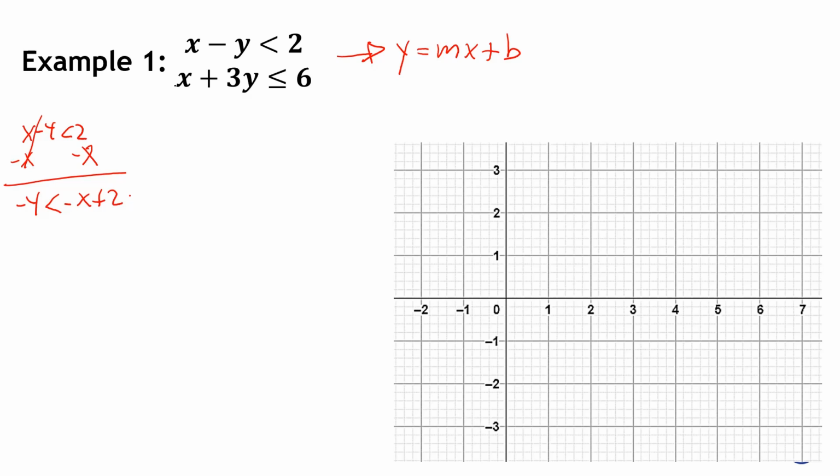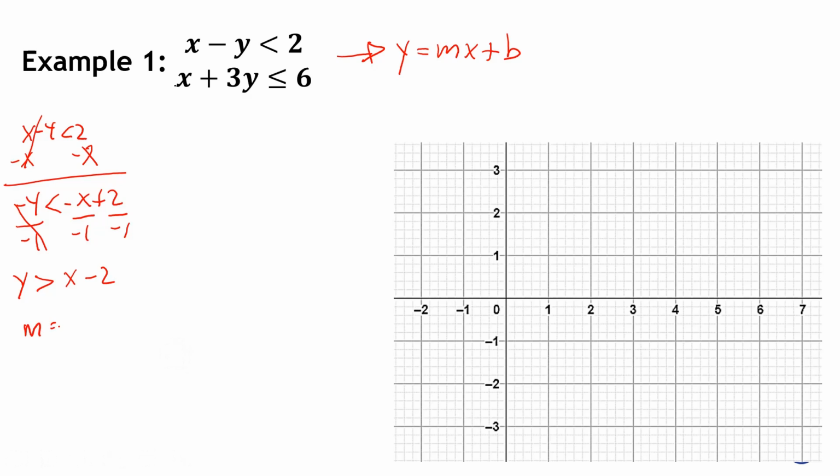Now here, we want the y to be positive, right? So we will divide each term by negative 1. So we cross that out. Now, when we divide by a negative number in an inequality, the inequality symbol will change. Meaning if it's less than, it will be greater than. If it's greater than and you divide or multiply by a negative number, it will change to less than. So y is greater than x minus 2.